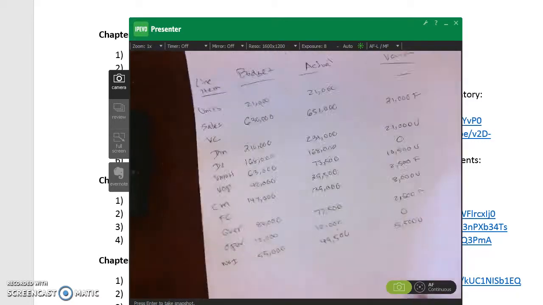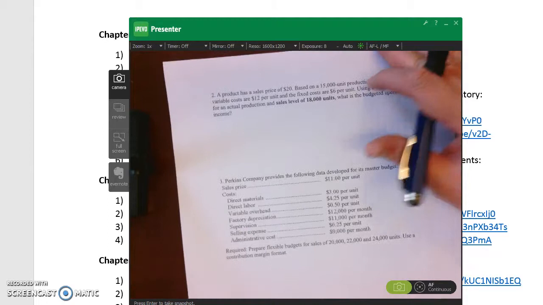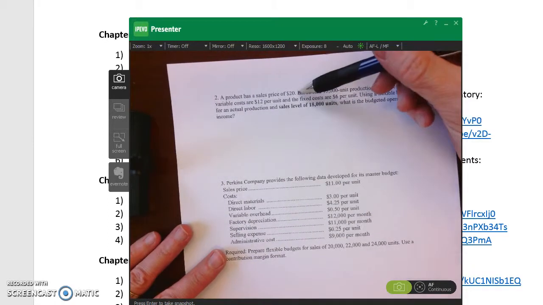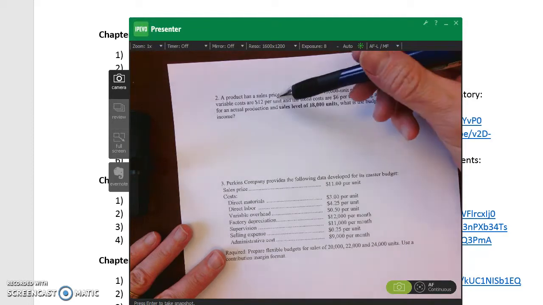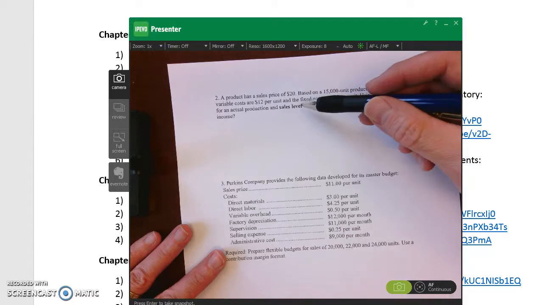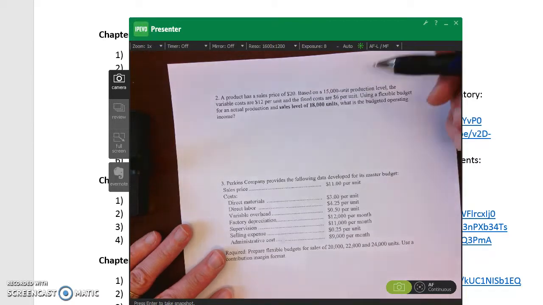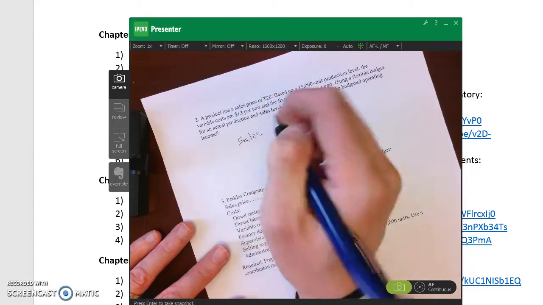Okay? Let's do some additional problems right over here. Let's look at this number 2. It says right over here, product has a sales price of $20 based on 15,000 unit production level. Variable costs are 12, fixed costs are 6. Using a flexible budget for an actual level of production and sales of 18,000. What is budgeted income?